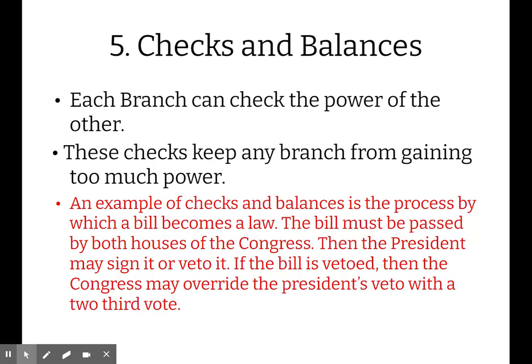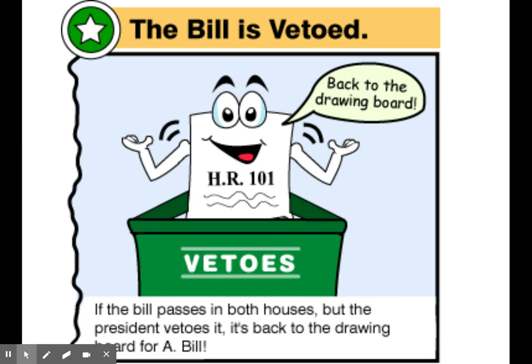Checks and balances, like I mentioned a moment ago, are going to keep each branch of government in check and help them not get too much power. An example we talked about in class was that when a bill is becoming a law, it must be passed by both houses of Congress, and then the president may sign or veto it. And if the bill is vetoed, then it goes back to Congress and they're able to revise and change things. And that's what I just mentioned a moment ago.